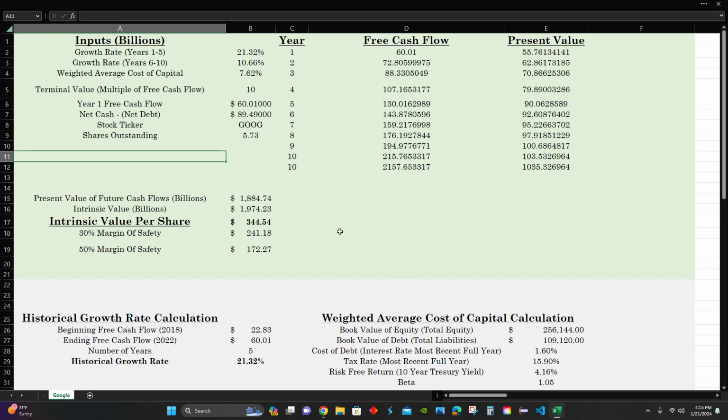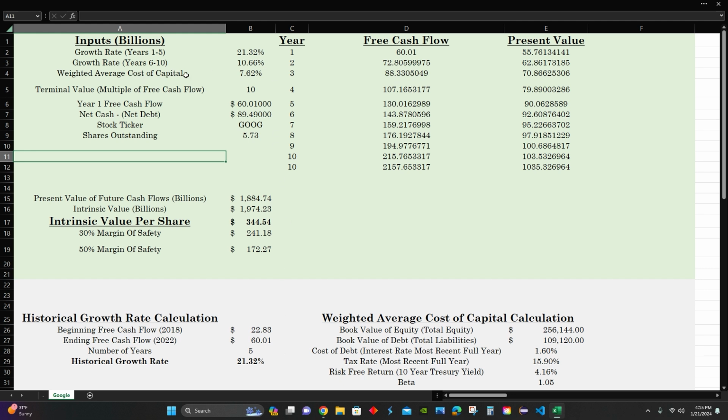Now I want to look at this DCF model to figure out the intrinsic value per share for their company. I'm using a growth rate of 21% because of the growth from the last 5 years for their free cash flow. In 2018, they had free cash flow of $22 billion. In 2022, they had free cash flow of $60 billion, which means that historically, compounded annually, their free cash flow has grown at about 21% year over year.